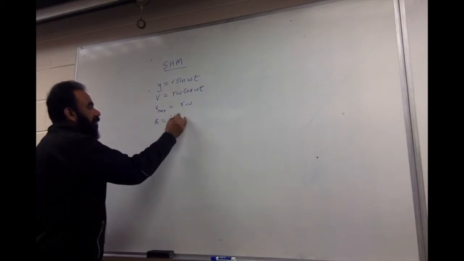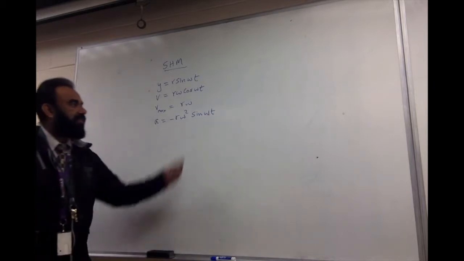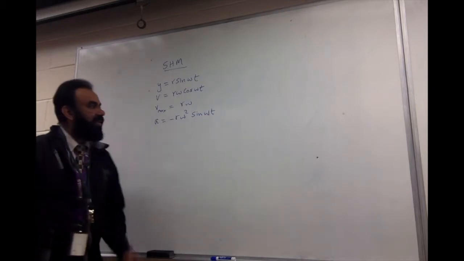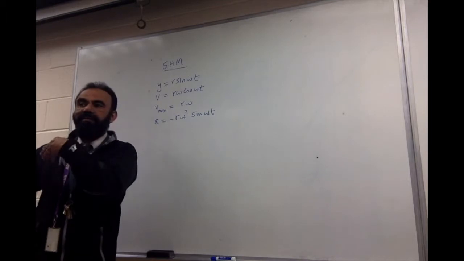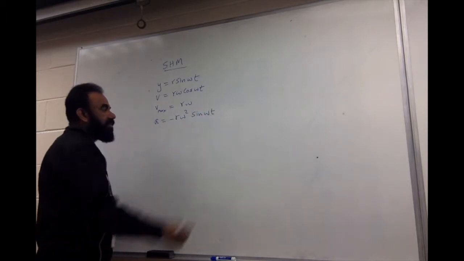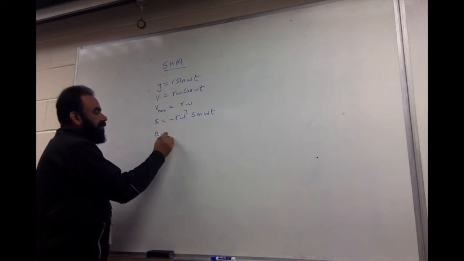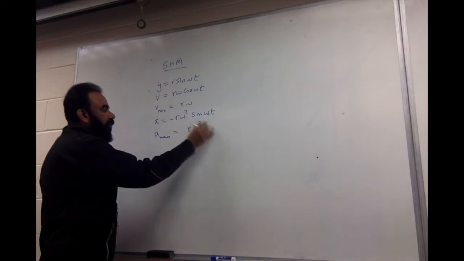Acceleration is minus r omega square sine omega t. Remember, when I write omega t, the t and the omega are together. Okay, it's not like sine omega and then the entire thing times t. So when you're plugging this in, make sure that you put parentheses. And we have maximum acceleration is equal to r omega square.